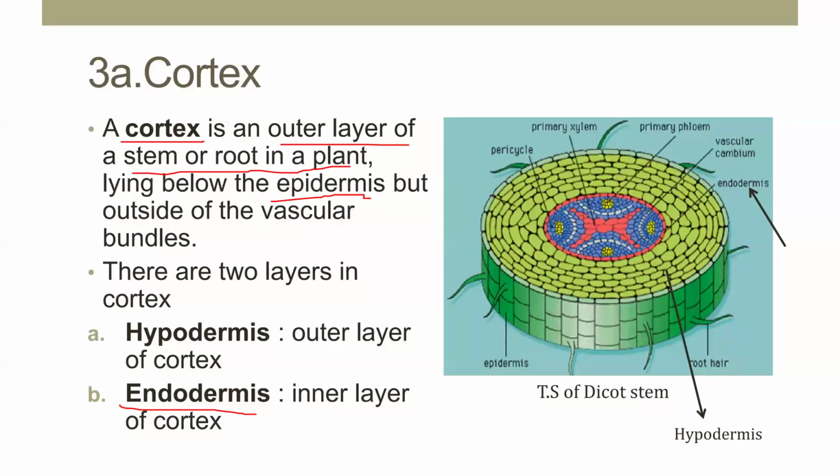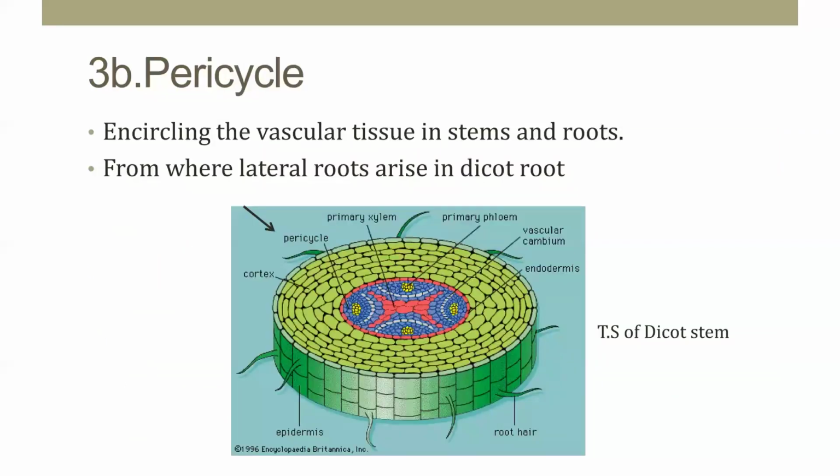So next one, endodermis. It is a single layer of compactly arranged cells. These endodermal cells are also living cells, and they may contain starch, tannins and mucilage. Generally, the endodermis stores starch grains, hence it is also known as the starch sheath in dicot stem. Okay, starch sheath.